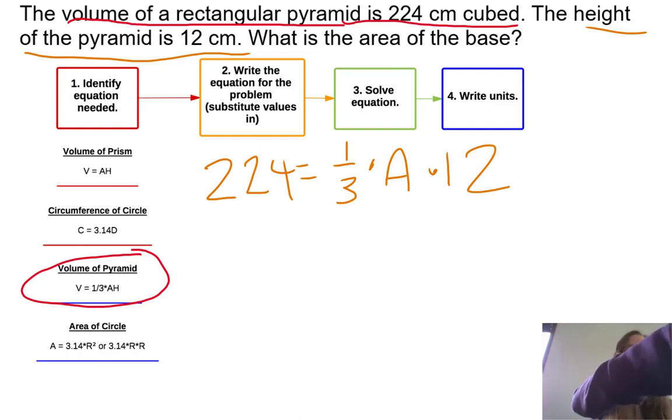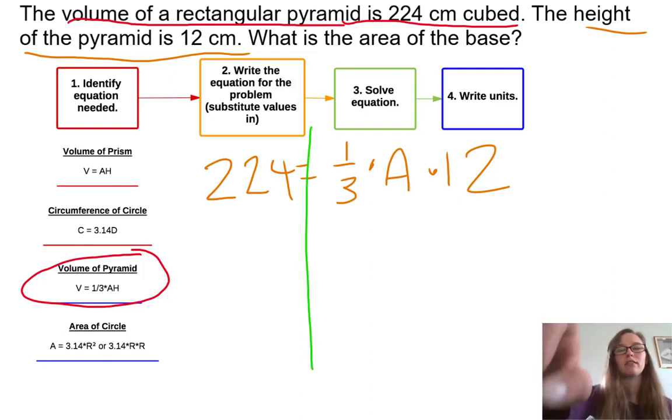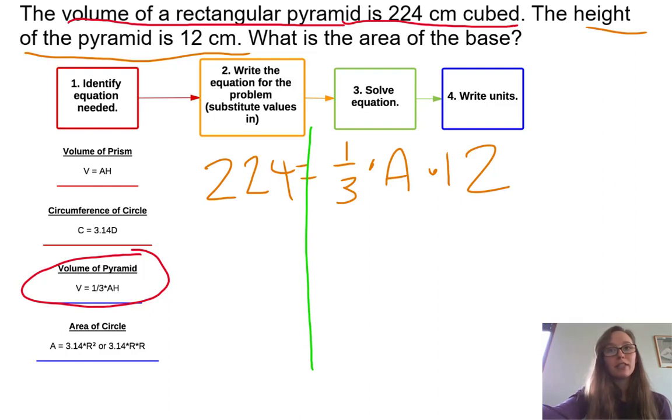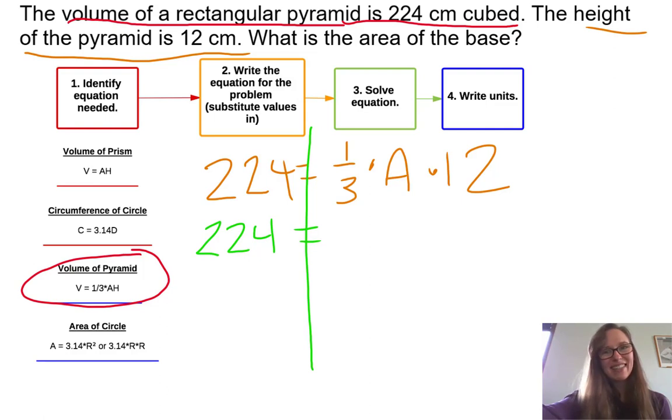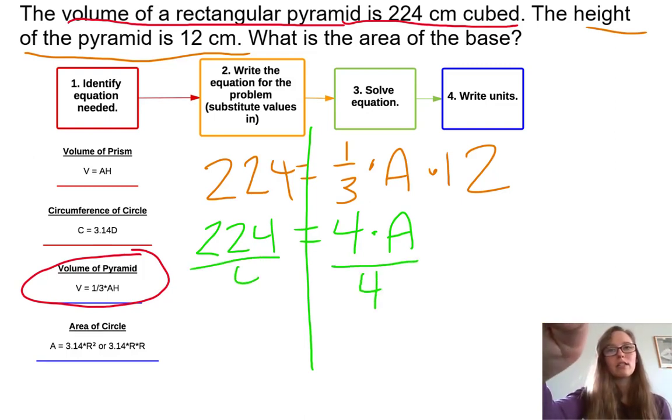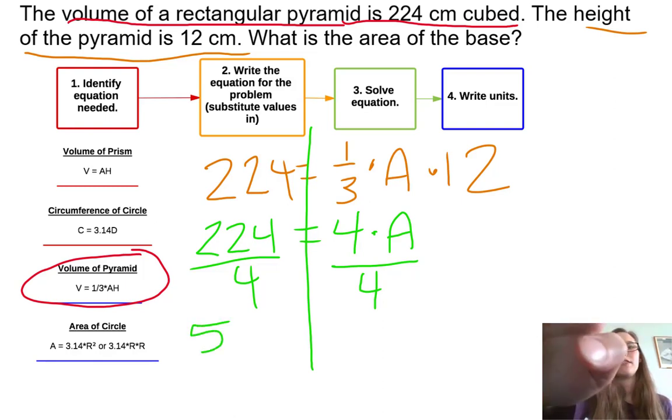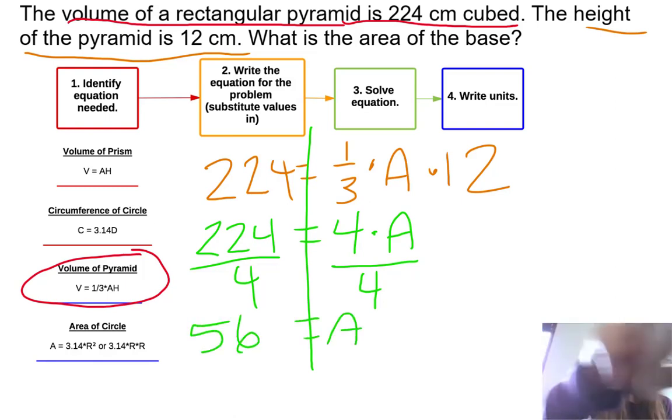Now I have to solve the equation. Draw the line down. And I have to make sure both sides are simplified. So 224 is simplified, but the right side is not. But I can do 1/3 times 12, and I get 4 times a. And then 4 times a, the inverse of that is dividing by 4. 224 divided by 4 gets me 56 equals a.